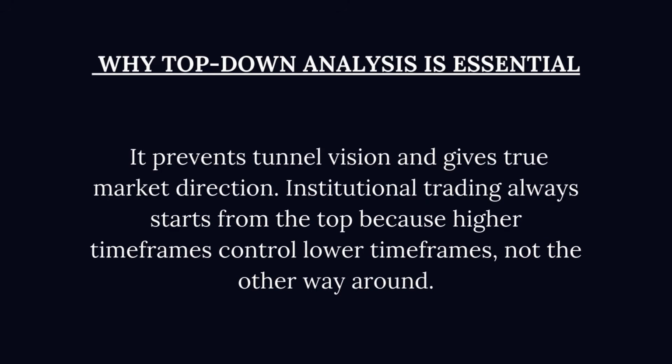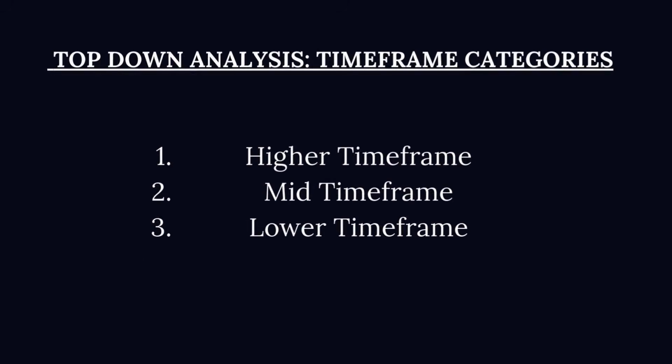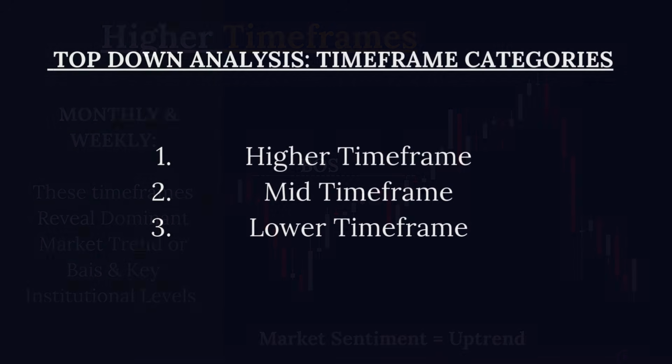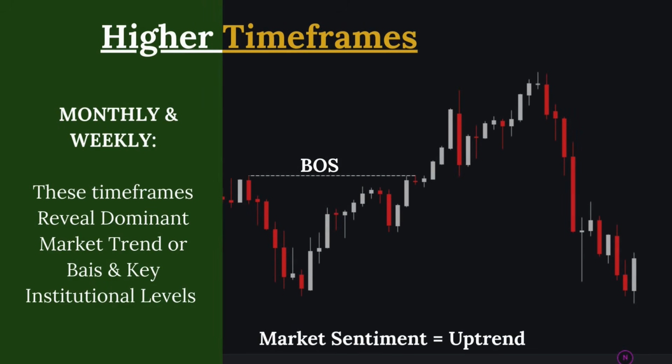Institutional trading always starts from the top because higher time frames control lower time frames, not the other way around. In top-down analysis, we group time frames into categories, usually 3, each with a different purpose. First, the higher time frames, typically the monthly and weekly charts. These serve as our foundation.